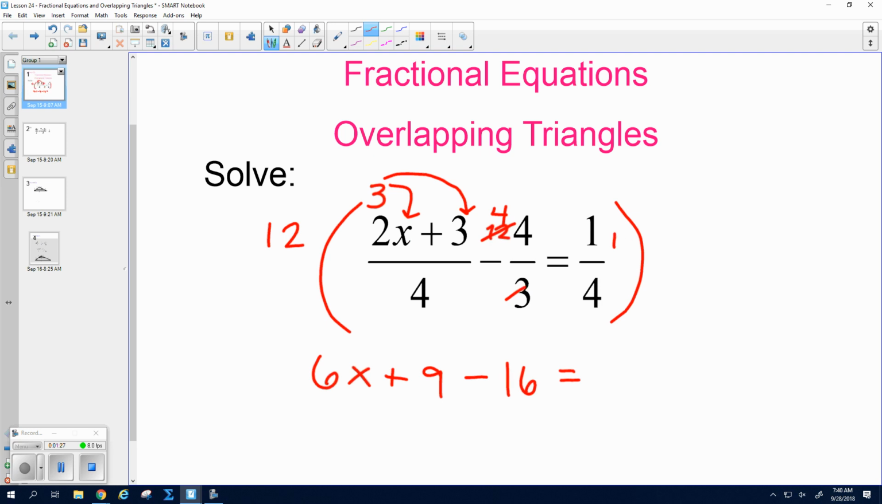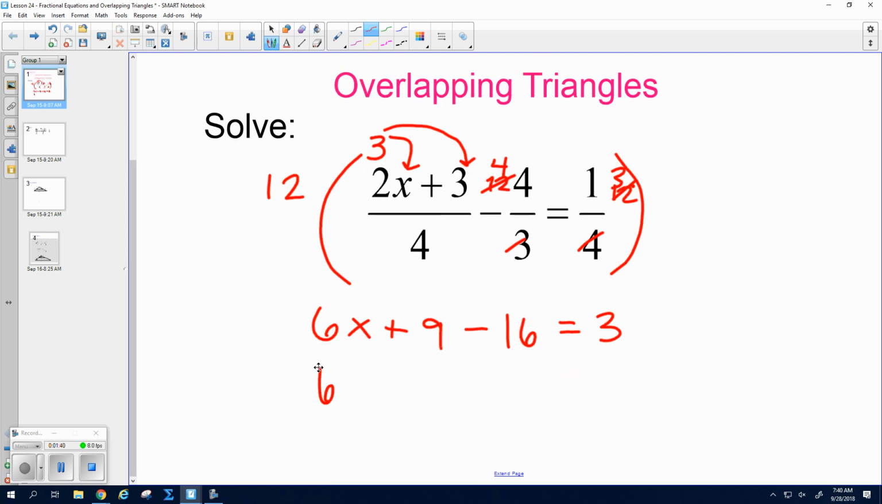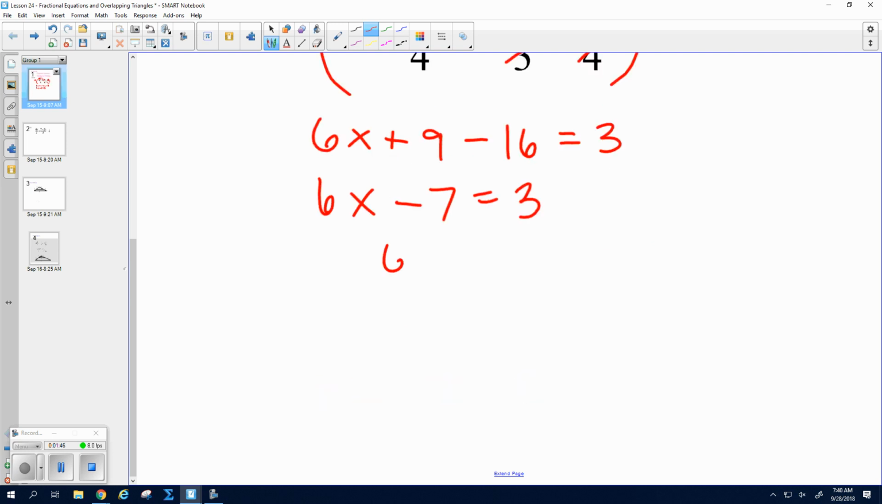And then I'm going to multiply this guy by 12. Divide first. So 12 divided by 4 is 3. And then I'm going to multiply right here. 3 times 1 is 3. And then we just solve the equation. So 9 minus 16 is negative 7. And then we're going to add 7 over to the other side. And we're going to divide by 6, and of course reduce your fraction.